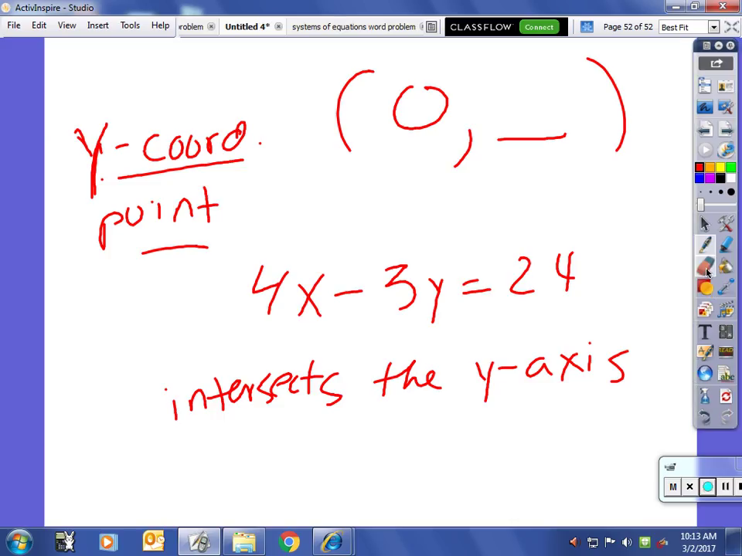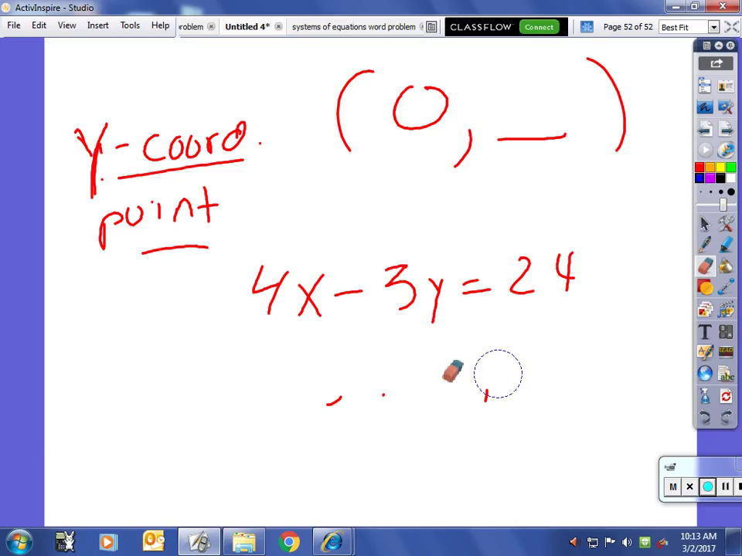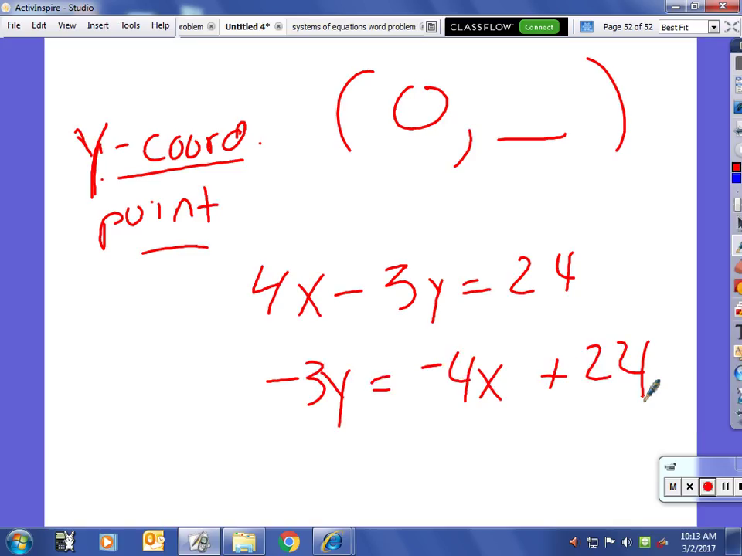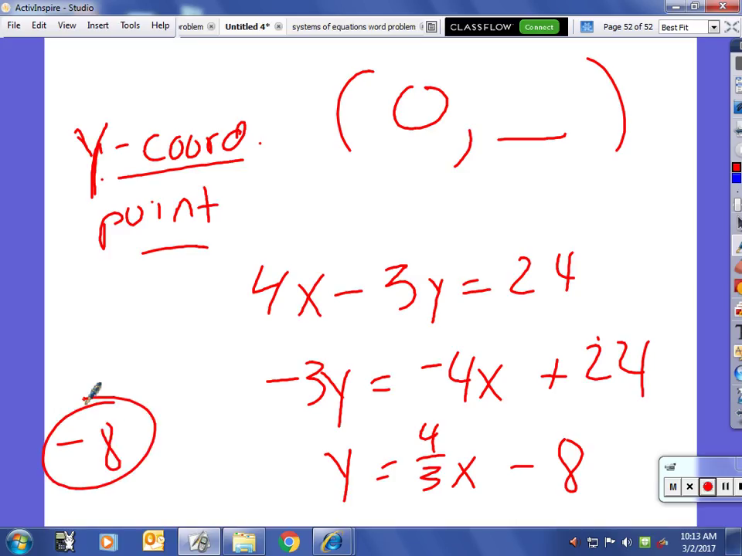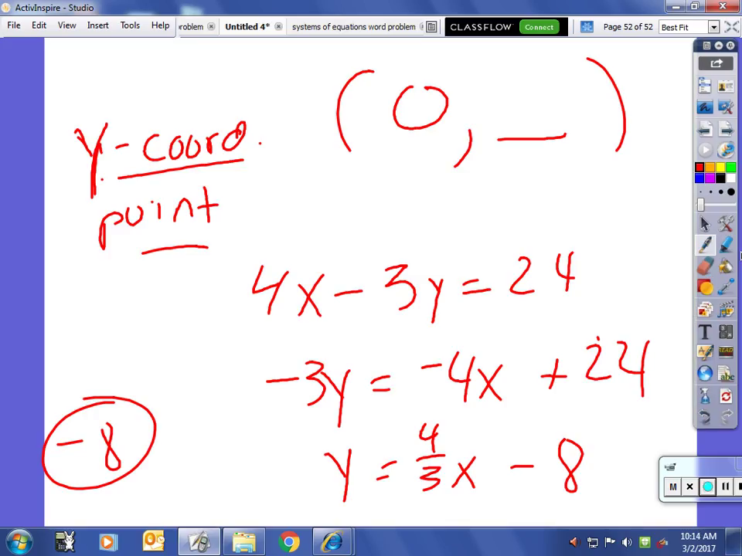To find the y-intercept, there's more than one way to do it. Some of you chose to take this equation and put it in slope-intercept form. That's fabulous. That will absolutely work. Then you would get y equals positive 4/3 x minus 8. Now, would you put on the answer form y equals 4/3 x minus 8? What would you put on the answer form? Negative 8. That's the y value where it intersects the y-axis. In other words, that's the y-intercept.